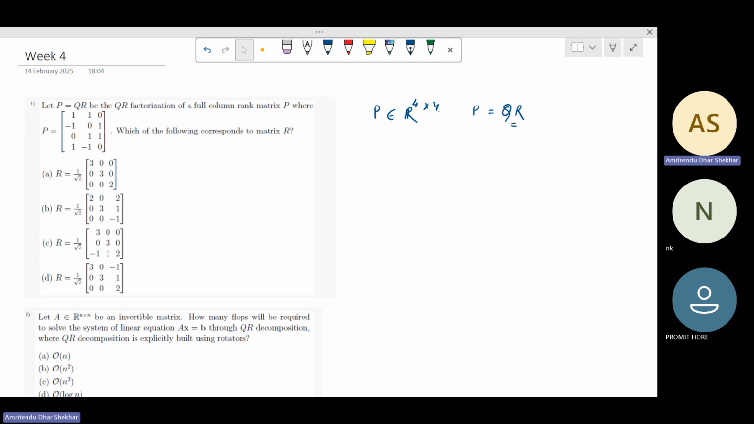What do we know about QR factorization? Well, the QR factorization is going to be unique if we make the assumption that the diagonal entries of the R matrix are positive, right?